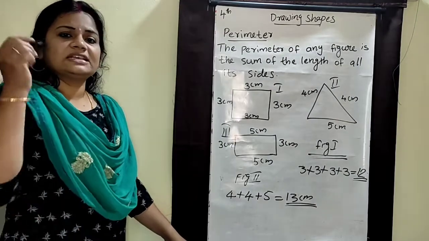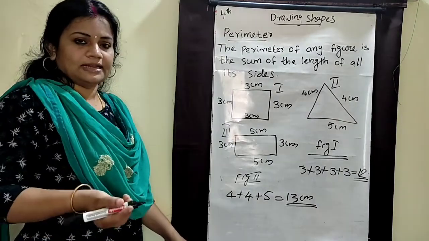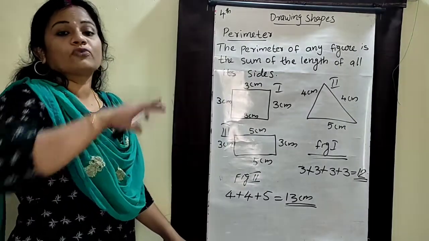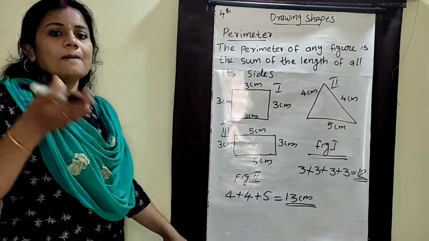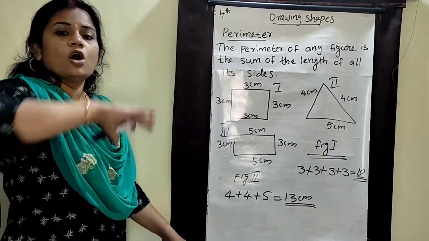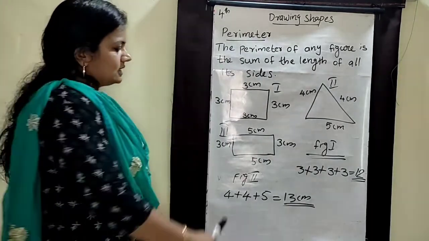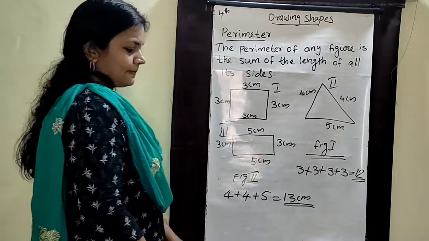So if any figure is given, how do we find the perimeter? We add all sides. The sum of all the sides is called what? Perimeter. The sum of all the sides is called the perimeter. Understood? The next step, figure 3.